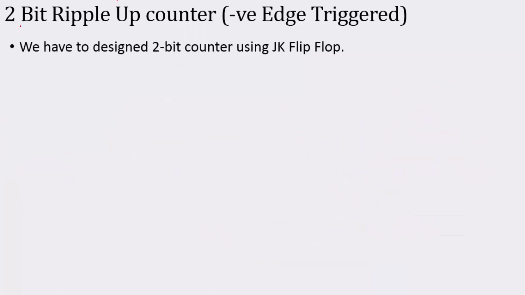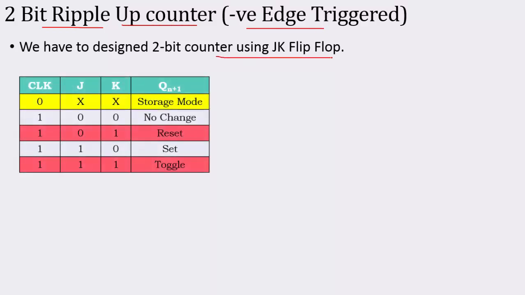Here I took an example of a 2-bit ripple counter that we are going to design using the JK flip-flop. Now what do you mean by a ripple counter, and what do you mean by the JK flip-flop? See, you know the table. When both J and K are 0, 0, there should be no change. That means the previous state should remain as it is at the next state. When J is 0 and K is 1, it should always be in the reset mode. That means whatever the previous state might be, it always goes to 0.